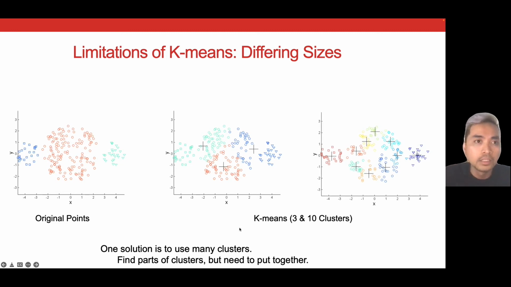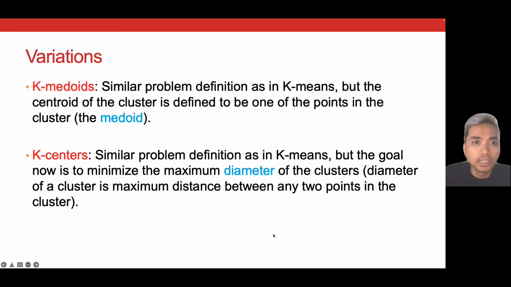In order to minimize the limitation, one solution is to use many clusters to find parts of the clusters and later on put them together. There are other variations to minimize this limitation. The first is k-medoids, where we use one of the points in the cluster as the centroid of the cluster. And the next is k-center, whose main goal is to minimize the maximum diameter of the cluster.